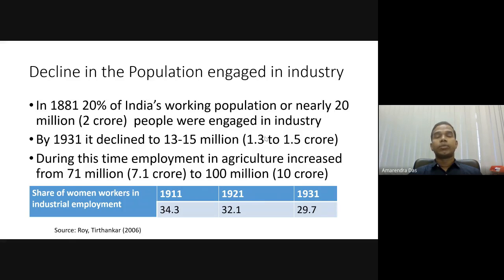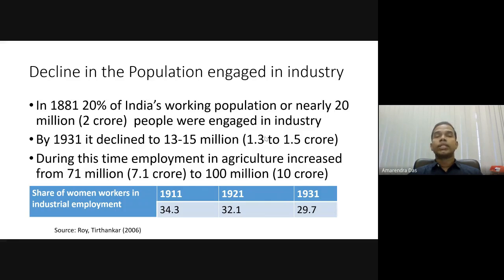This is very important to understand, because with the change in time, after say 50 years, the population would have also gone up. So ideally, the people working in the industry sector should have gone up from 2 crore to more. But we see a reverse trend. The number of people working in industry had fallen from 2 crore in 1881 to about 1.3 to 1.5 crore in 1931. So this is a huge decline.